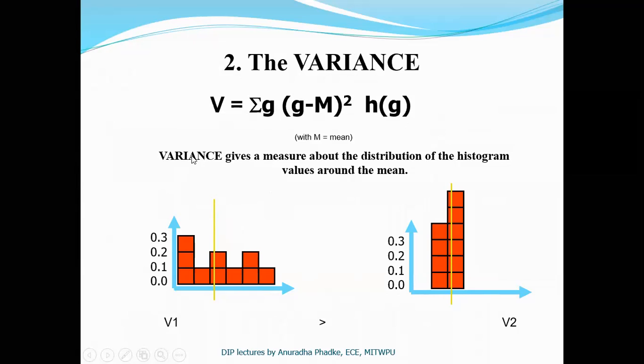And what is the physical significance of variance? Variance gives us a measure of the distribution of the histogram values around the mean. How your pixel values are distributed around the mean is indicated by variance. So this is how we can determine variance from the normalized histogram.